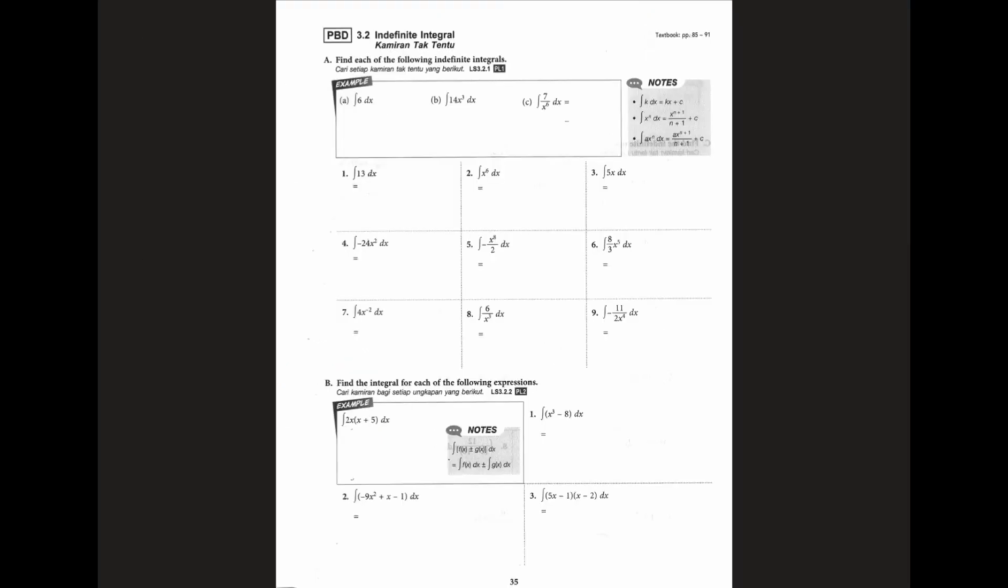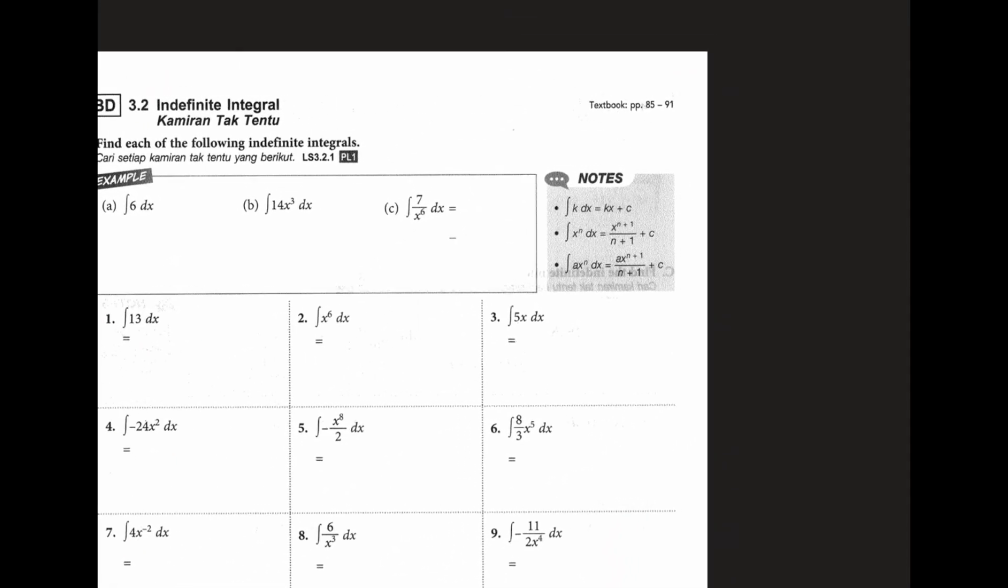Okay, now let's see the next page. On this page we have indefinite integral. Indefinite integral is where we do integration on its own, without using the inverse of differentiation just now. And the thing is, when we don't know the f(x), we have to put plus c. And now we have to use formulas to integrate. So you see the formula.